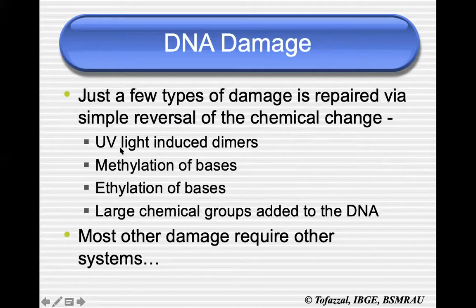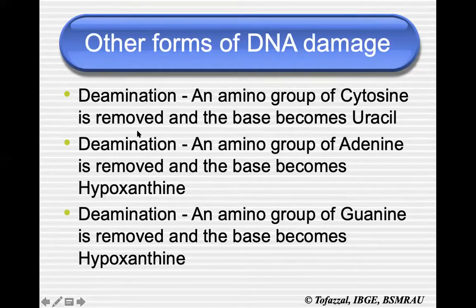Dimers can form due to UV light. Methylation can take place in the nucleotide. Ethylation can take place in the nucleotide base. A large chemical group can be added to the DNA. Most other damage requires other systems for repair. Deamination: an amino group of cytosine is removed and the base becomes uracil. You see, only changing an amino group in the cytosine can result in uracil, and deamination is one of the forms of DNA damage.